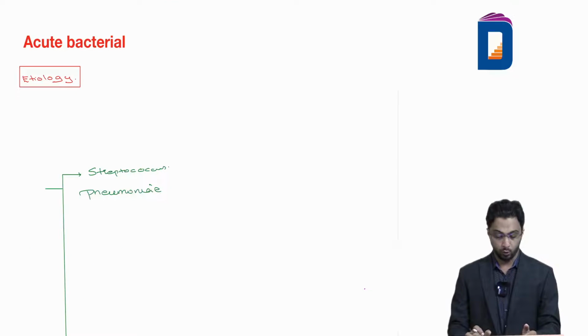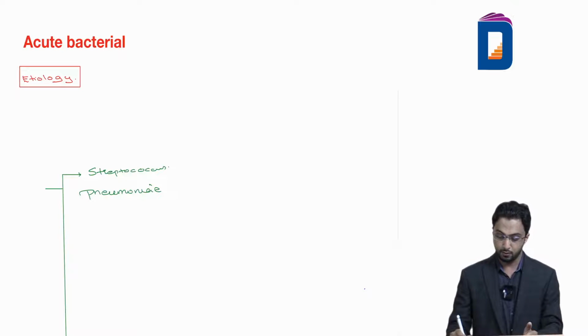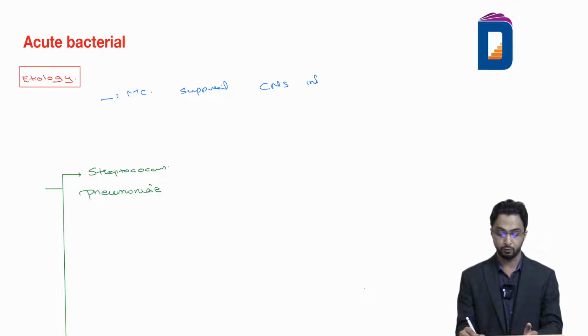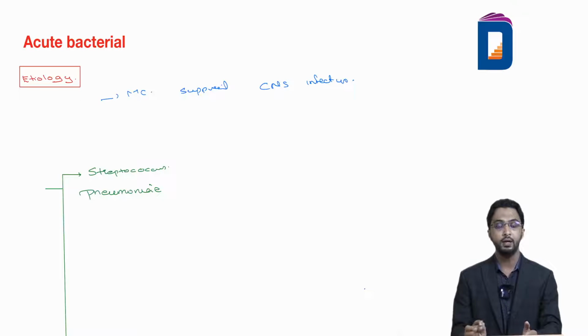Now let us start one by one. Acute bacterial meningitis is the most common form of suppurative CNS infection.